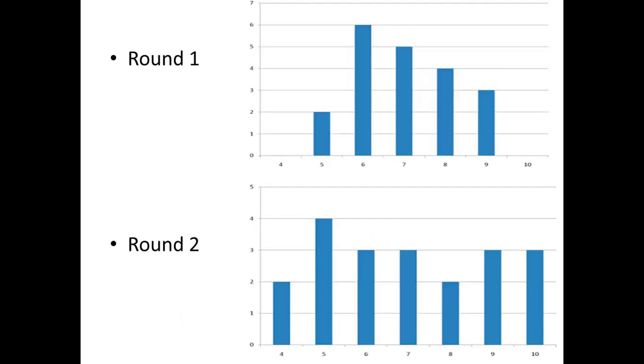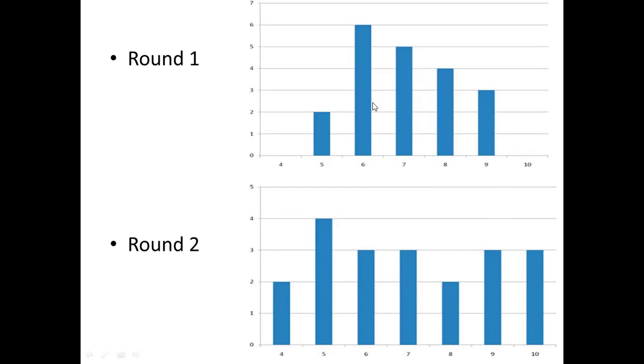Let's consider these are the scores of a particular number of people in round 1 and round 2 of a particular test or a particular performance based evaluation. What we can see here, the first graph scores range from 4 to 10. Even in the second graph, scores range from 4 to 10. Now, if we try to calculate the mean of both these distributions, the mean will be the same.